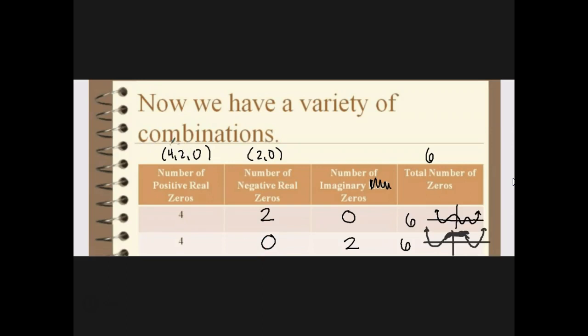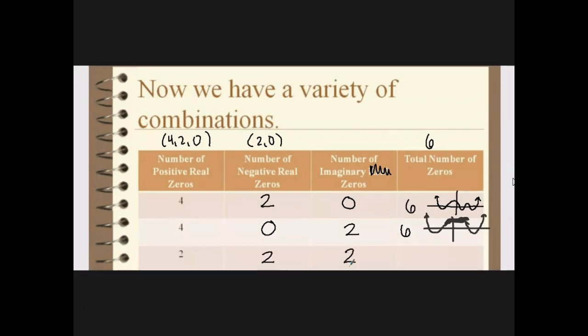The next option would be to only have 2 real positives, 2 negatives, sorry for that one. It needs to be that way, sorry, because I said 4 positives. This one would look like that drawing. So you have 2 positive, 2 negative, and 2 imaginary.